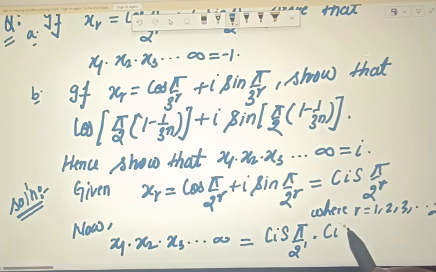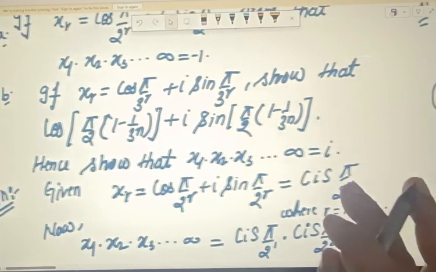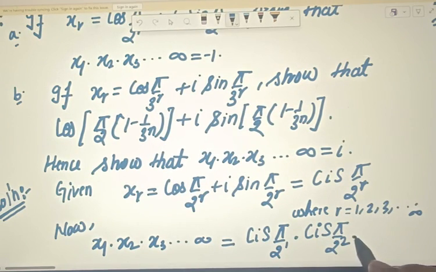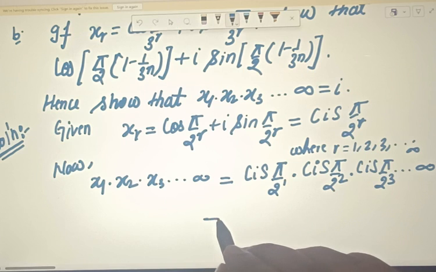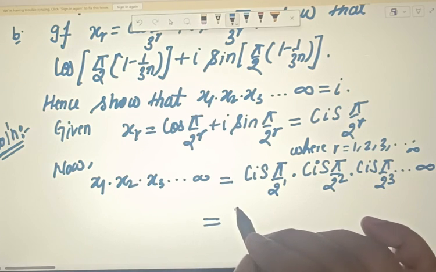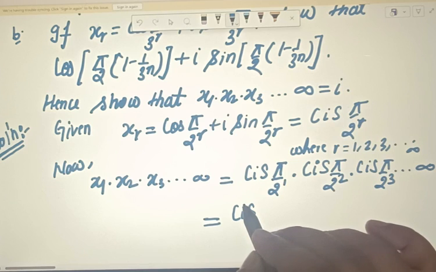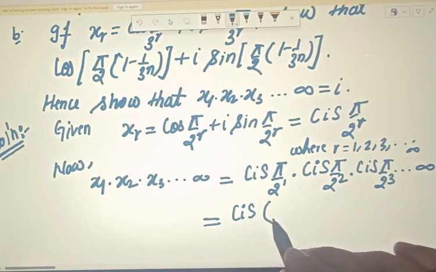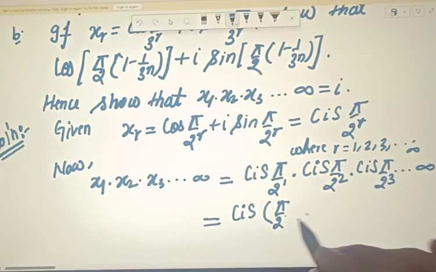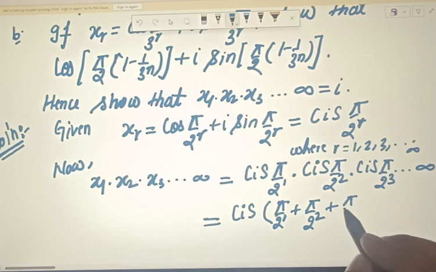What about your x2? It is cis (pi upon 2 to the power 2), right? And x3 is cis (pi upon 2 to the power 3). And similarly, this product will go up to infinity, okay? So, by the properties of complex numbers, the product of complex numbers in polar form, I can write cis of pi upon 2, plus pi upon 2 squared, plus pi upon 2 to the power 3.